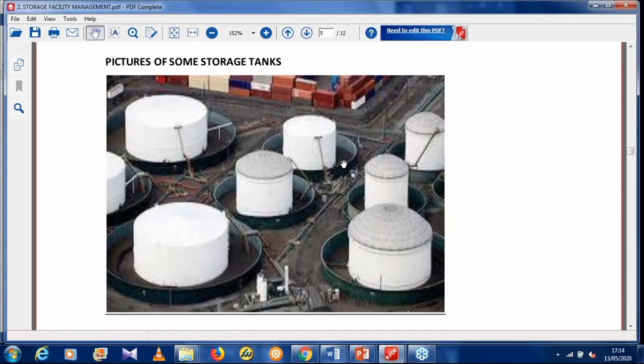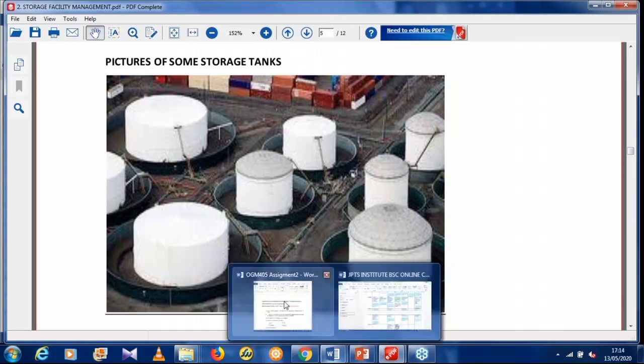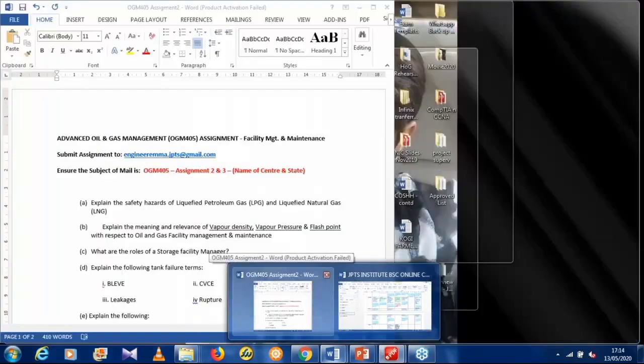that also reminds me, added to your assignment, you are also going to be telling us the different types of storage tanks and their advantages. Different types of storage tanks and their advantages. I'll be showing us our questions shortly.